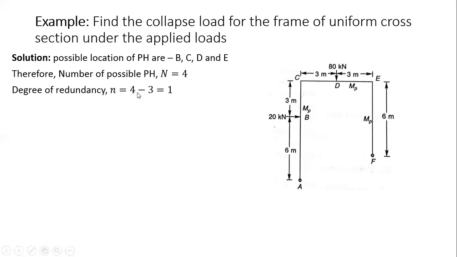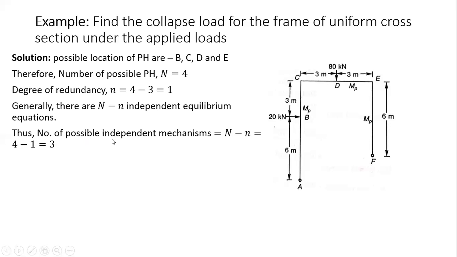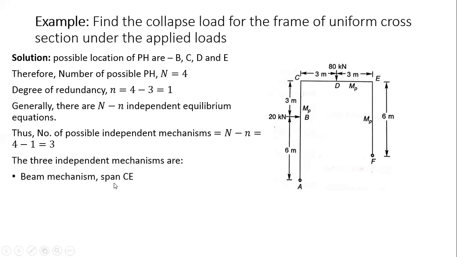And we have the number of possible equations as 3. So 4 minus 3 is equal to 1. So generally there are capital N minus small n independent equilibrium equations. So the number of possible independent mechanisms is equal to 4 minus 1, that is equal to 3. So the 3 mechanisms are, number 1, beam mechanism in span BC. So this span is your BC, so we have a beam mechanism here. Then beam mechanism in span AC. Because this load is acting at this height, 3 meter from the top, again this is your beam mechanism for this column. Then we have the sway mechanism under this horizontal load.